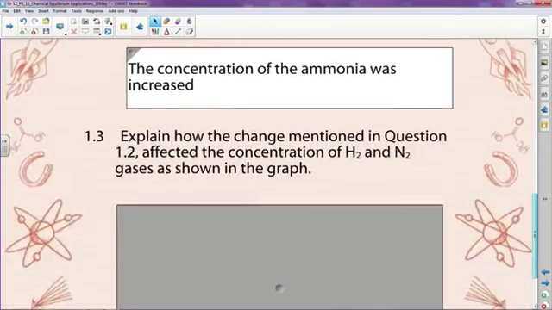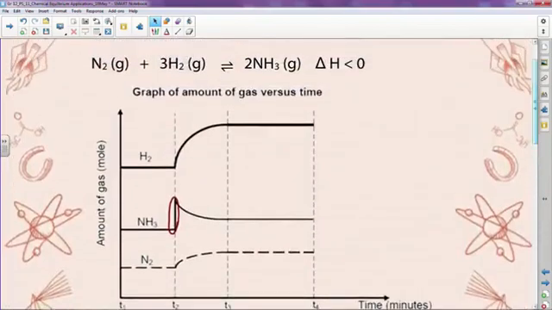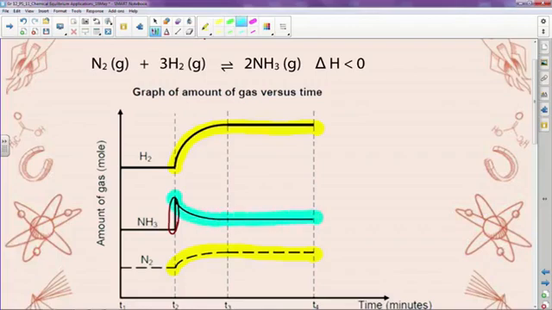Now, this is the fun question. It says, explain how the change mentioned in question 1.2 affected the concentration of the H2 and the N2 gases as shown. Now watch what happens. So my gas comes along, and what I want you to see here is that the hydrogen increases and then goes flat. The N2 increases and then goes flat. Also take note of this: the ammonia decreases again before it goes flat.